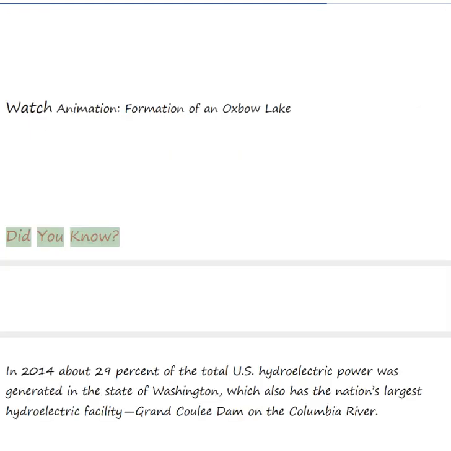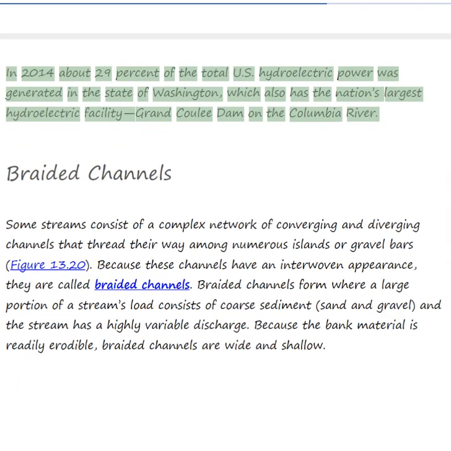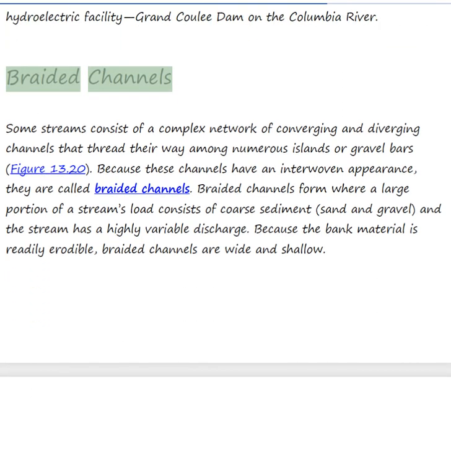Did you know? In 2014, about 29% of the total U.S. hydroelectric power was generated in the state of Washington, which also has the nation's largest hydroelectric facility, Grand Coulee Dam on the Columbia River. Braided channels.